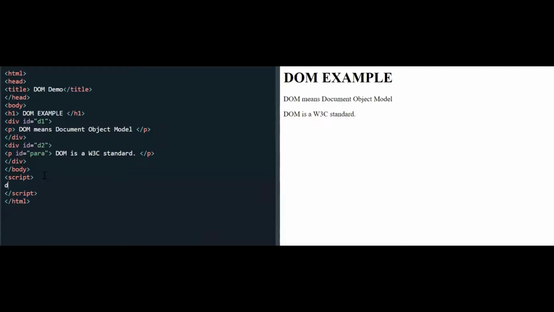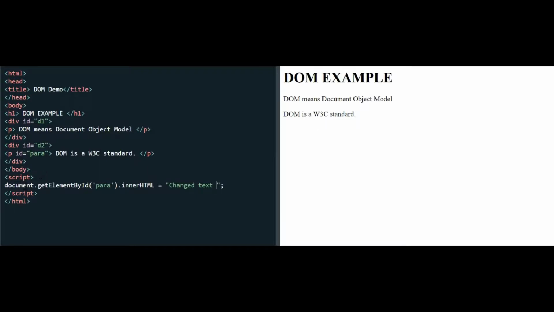Here I'm using a method called document.getElementById. What's the ID that I have given for this? The ID is para. Then I'm using the property innerHTML, because now I'm going to change the content that should go in the paragraph. I'm saying it is the changed text.